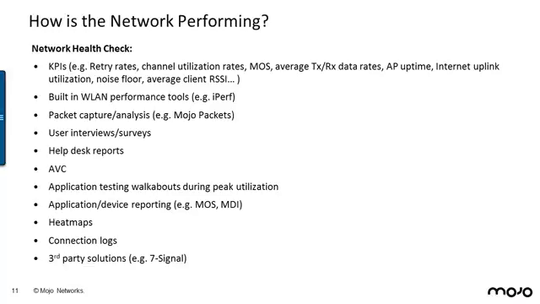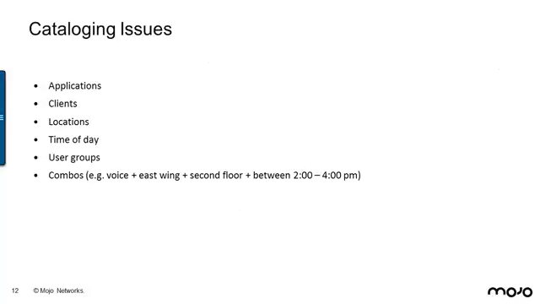And connection logs, that's another feature where you could look at the conversation that the client's having with the access point. And then there are third-party solutions like 7signal, which does network performance monitoring. So there are lots of ways to get information about the health of the network, obviously. And I'm sure there are some I left out here, but that's a pretty long list as it is.